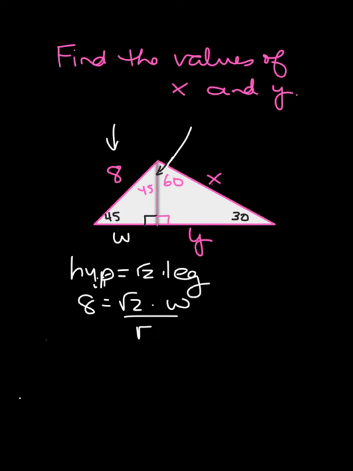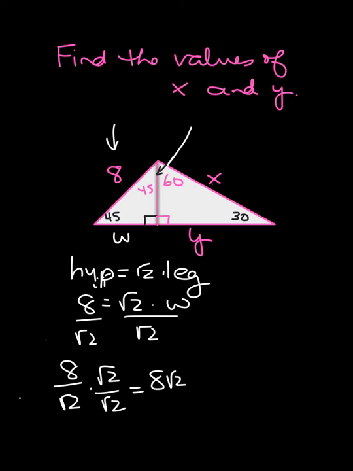I'm going to divide both sides by root 2, and I have 8 over root 2. I need to multiply top and bottom by root 2 to rationalize, and I have 8 root 2 all over 2, which is 4 root 2. So that's going to be my one side. So I'm going to use that here. That's 4 root 2.